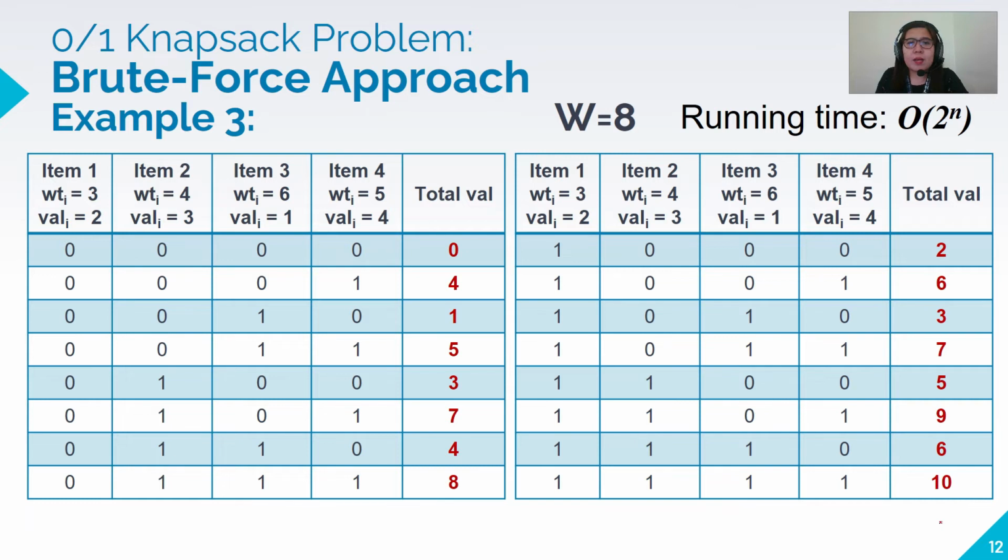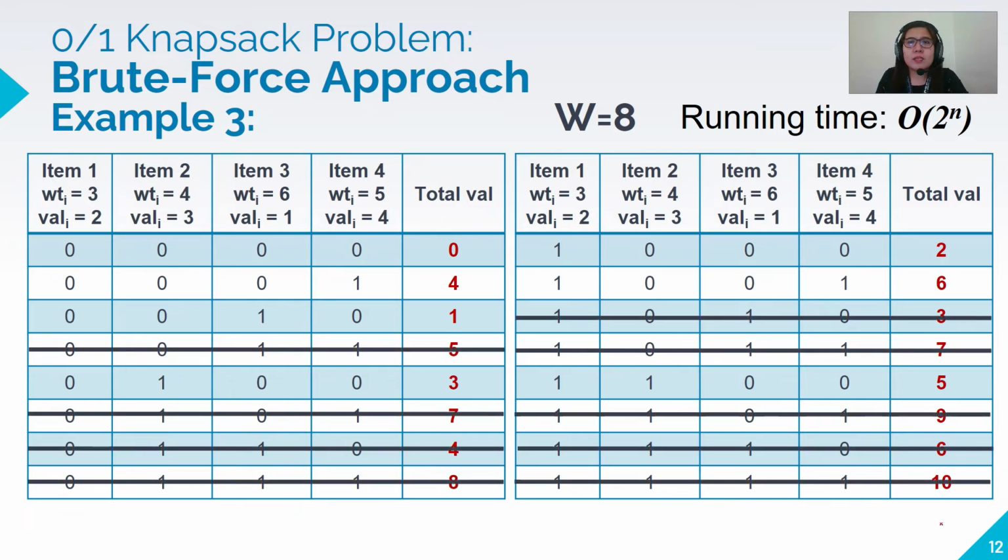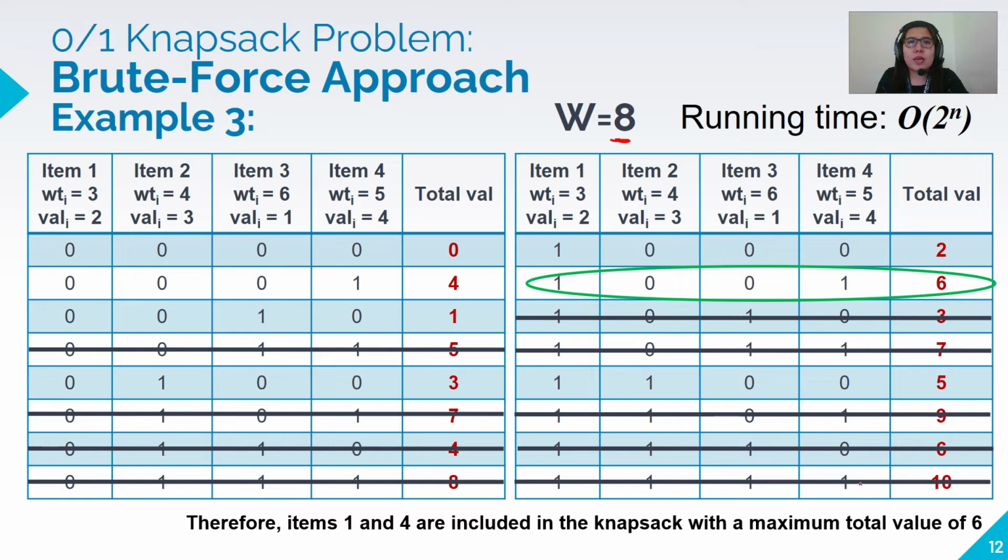These are the not applicable, considering the weight. That should not exceed to the weight or capacity of the knapsack. Let's try this one lang. Una, 1 and 1, that is 6 plus 5, that is 11. It exceeds already to the capacity. And so on. And then, sa remaining, we'll find the maximum value, which is this one, 6. So, therefore, items 1 and 4 are included in the knapsack with a maximum total value of 6. So, that is the brute force approach.